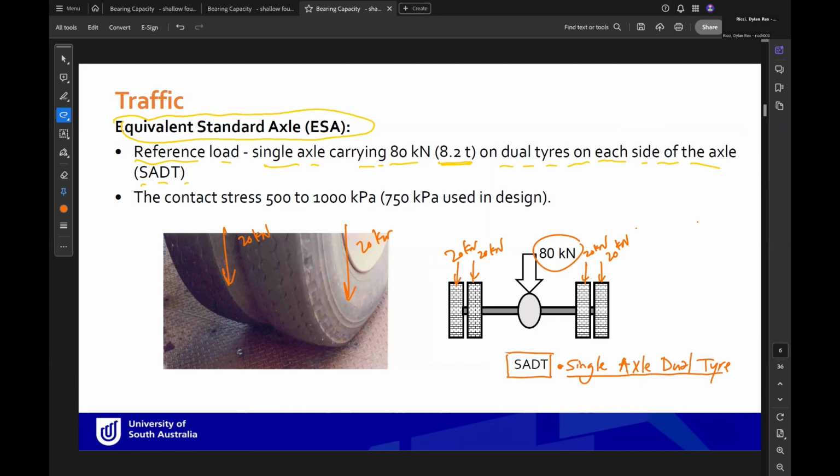So the contact stress under this wheel here is considered as from 500 to 1000 kPa, because we already know the contact surface area of the tire, so you can easily know this contact stress. And the middle or the average used is 750. So in average, 750 kPa is used for design. This is just an example of the stresses or the damage due to this reference load, which is single axle dual tires.